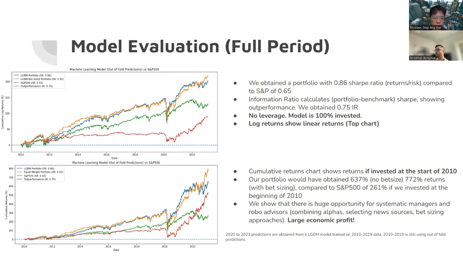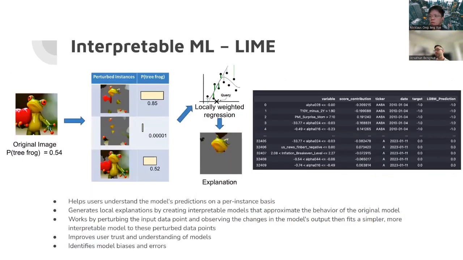You can see from the bottom chart the cumulative normal returns. If you invested at the start of 2010, our portfolio would have obtained 772% returns with bet sizing, compared to the S&P 500's 261%. So we show that there's a very huge opportunity for systematic managers and robo-advisors by combining alphas, selecting new sources, and bet sizing accordingly. And there's very large economic profit. So now I hand over the time to John.